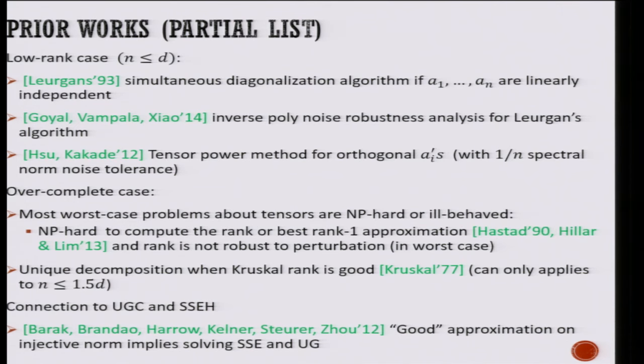And there is a connection to the unique games conjecture and small set expansion. Barak, Brandão, Harrow, Kelner, Steurer and Zhou showed that if you have a good approximation of the injective norm of the tensor, you can solve small set expansion or unique games. So this just says that we shouldn't hope to have a very good algorithm for the very worst case.